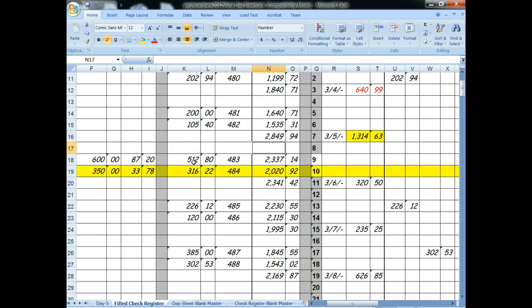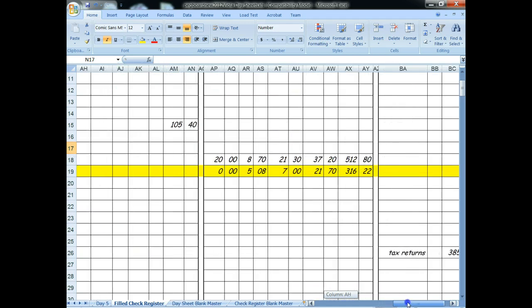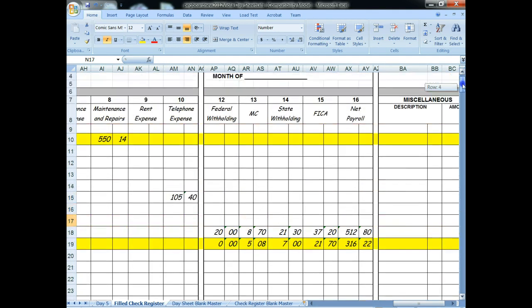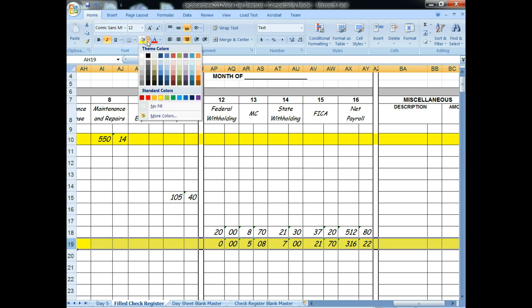You don't deduct the gross pay, you deduct the net pay of $512.80 from the $2,849.94, and you get $2,337.14. Now, you also have to expense the taxes that we withdrew from Mr. Pinelli's pay.